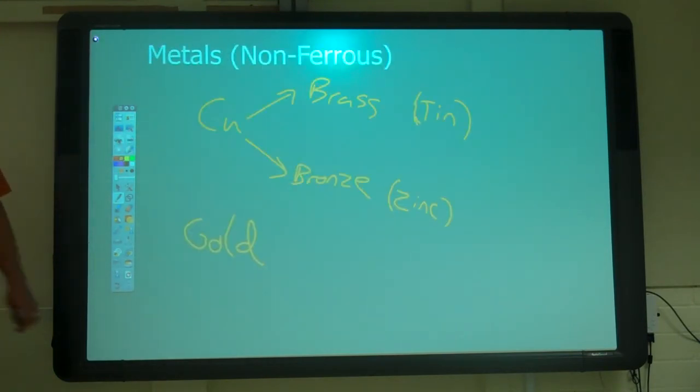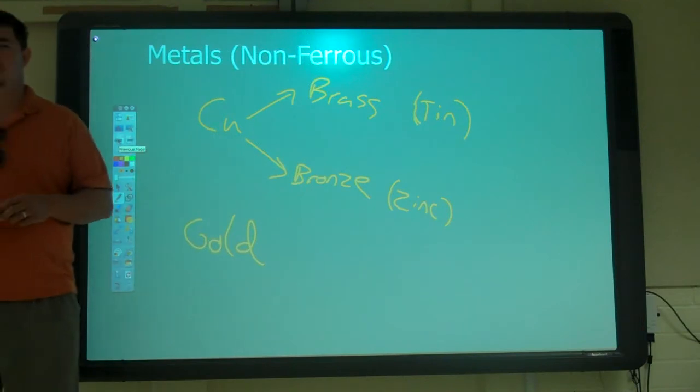So any other non-ferrous metals? Nickel. Anything else? What's nickel used for a lot?